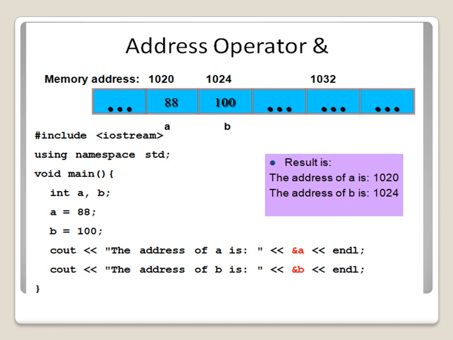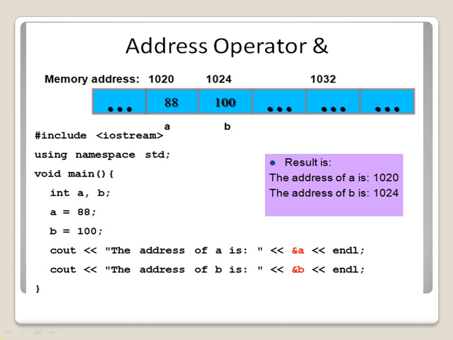Okay, so this example again, see the diagram first. You have the memory addresses 1020, 1024 and so on, and you have the variables. In this particular example, there are two variables. A is storing the value 88, B is storing the value 100, right? If you see this particular program, integer A and B are variables that are declared. A is holding a certain value and B is holding another value. So A is given the value 88 and B is given the value 100.